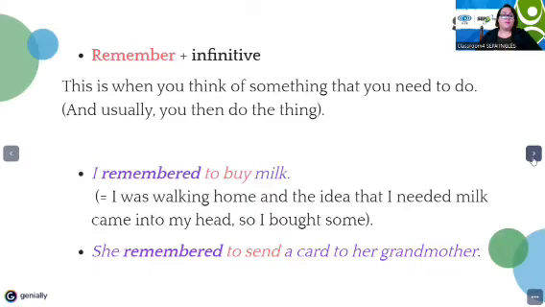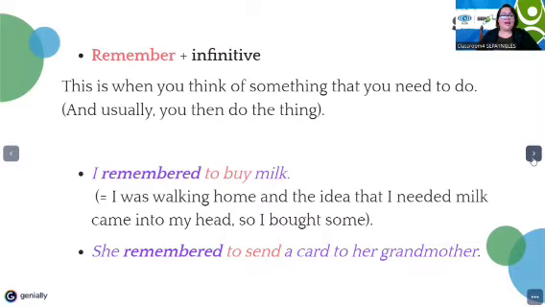Remember plus the infinitive. This is when you think of something that you need to do, and usually you then do the thing. I remembered to buy milk. I was walking home and the idea that I needed milk came into my head. So I bought some.